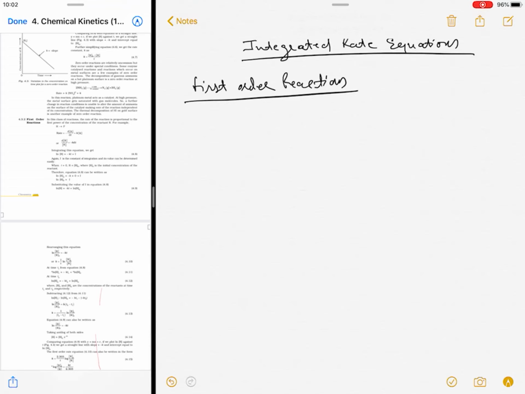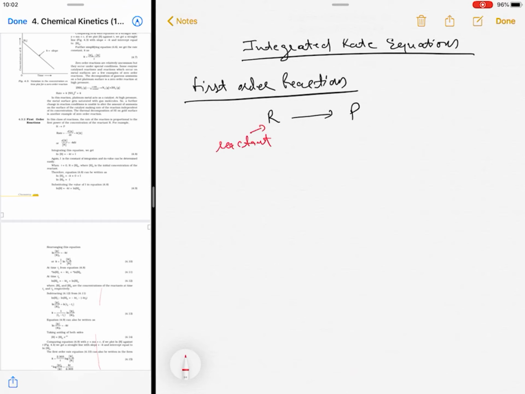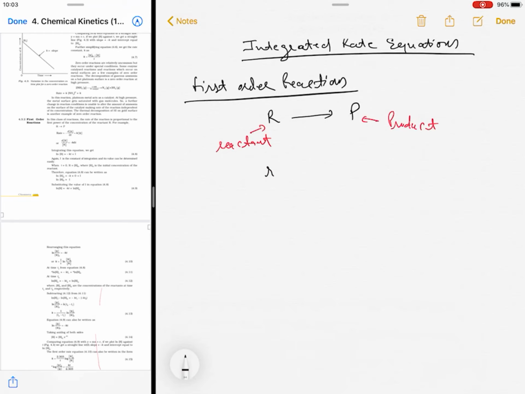For first order reactions, we know that the rate of reaction depends on the first power of concentration of reactant. Suppose we have a general chemical reaction in which reactant R is converted into product P. Here R is reactant and P is product. We know that for a first order reaction, the rate law expression is rate equals k times concentration of R power 1.